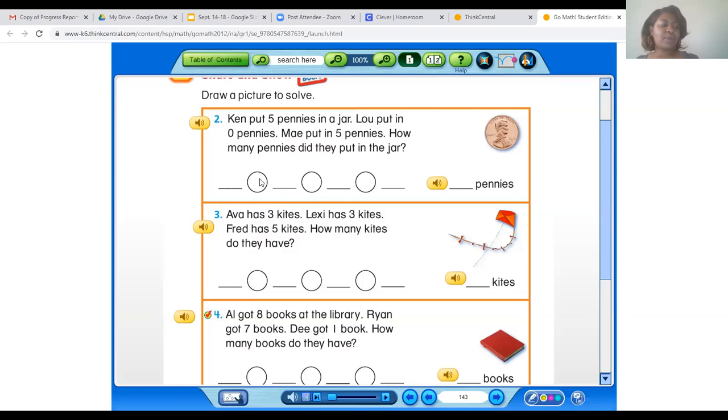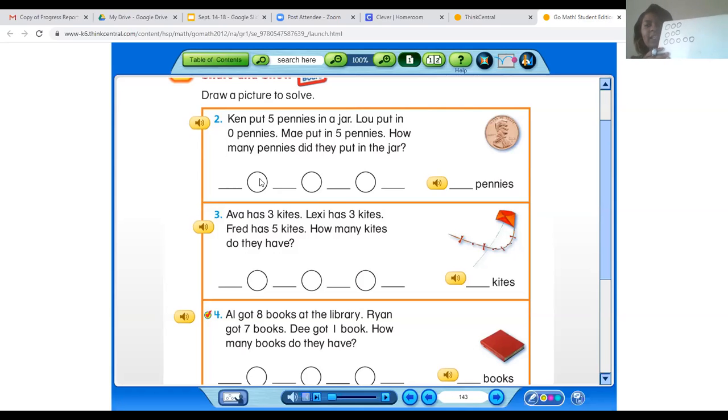All right, let's look at number 3. Ava has 3 kites. Lexi has 3 kites. Fred has 5 kites. How many kites do they have? So we're trying to figure out the total number of kites. So Ava has 3. 1, 2, 3. Lexi has 3. 1, 2, 3. Fred has 5. 1, 2, 3, 4, 5.